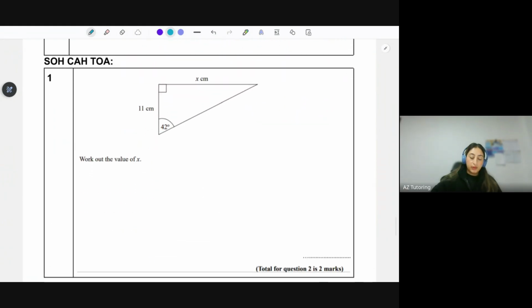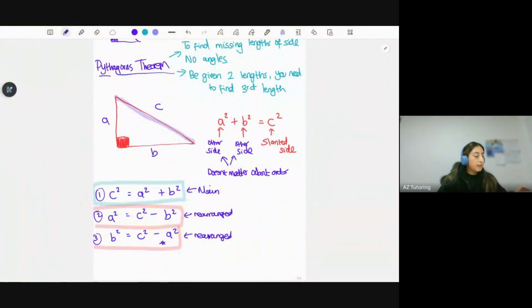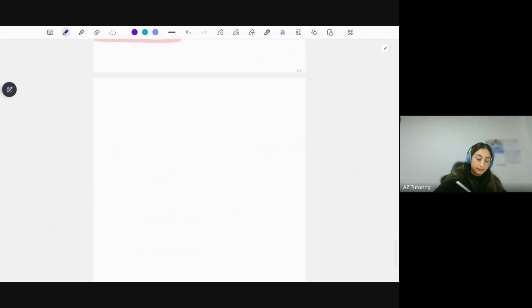So now let's move on to SOHCAHTOA. SOHCAHTOA is the harder one. It's a lot more steps involved. We will go through the meaning of each of them, why it's called SOHCAHTOA, what each of them mean.